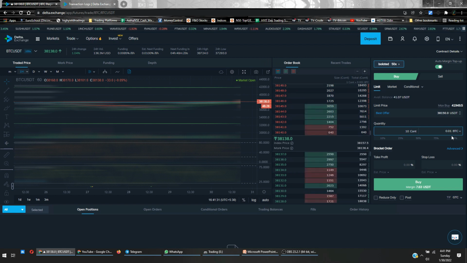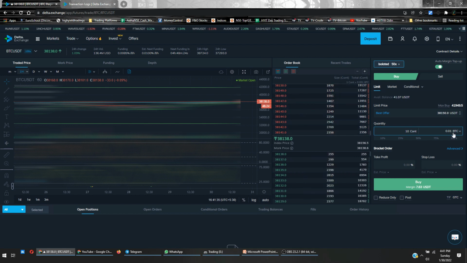My suggestion to the new guys will be to trade with 0.01 BTC with a 50x leverage, and that should be fine. Don't worry about what's going to happen. Everything will be fine because I have already done it.